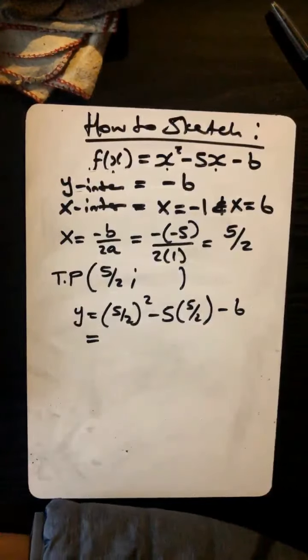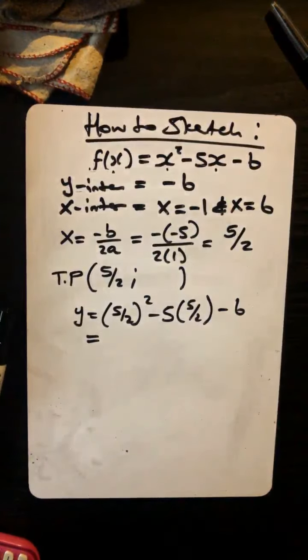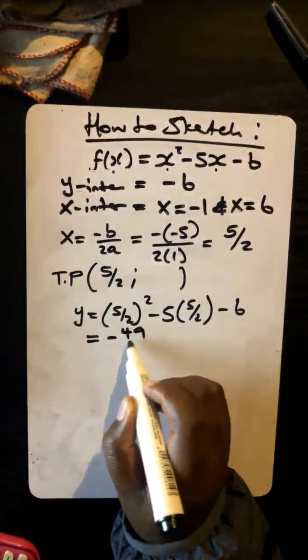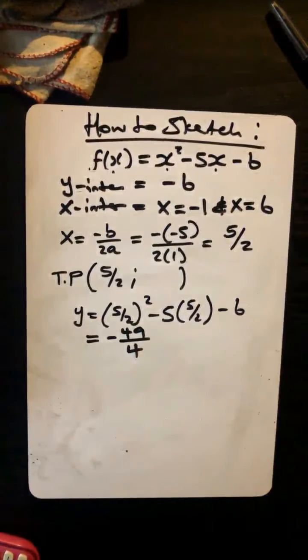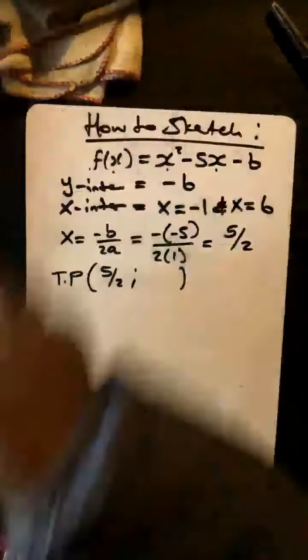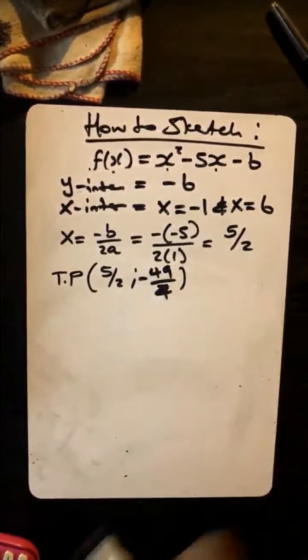Is there anyone who got an answer for that one? It's negative 59 over 4. So you are getting negative 49 over 4. Is there someone to also confirm if that answer is correct? Yes, sir. I'm also getting negative 49 over 4. 100%. So that means we now have the turning point, which is negative 49 over 4.